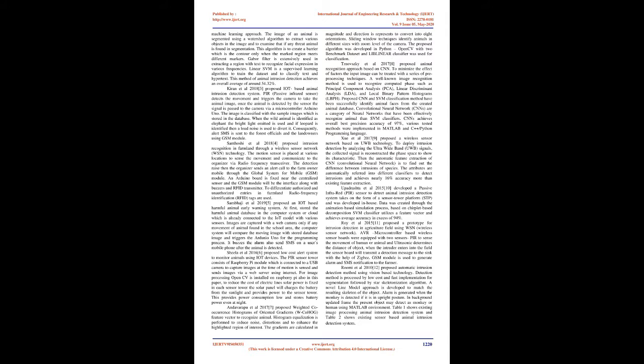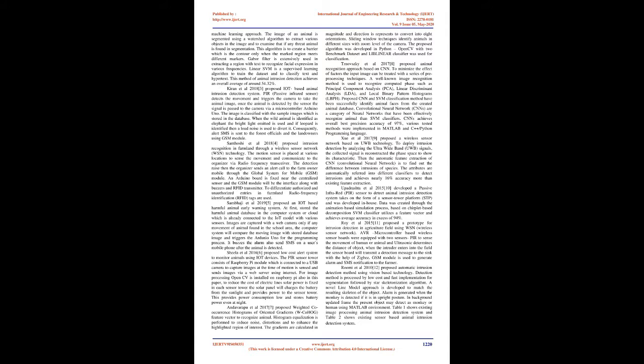Radhakrishnan et al. 2018-2 proposed an animal intrusion detection system based on image processing and machine learning approach. The image of an animal is segmented using a watershed algorithm to extract various objects in the image and to examine whether any threat animal is found in segmentation. This algorithm creates a barrier, which is the contour, only when the marked region meets different markers. Gabor filter is extensively used in extracting a region with text and to recognize facial expression in various frequencies. Linear SVM is a supervised learning algorithm to train the dataset and to classify text and hypertext. This method of animal intrusion detection achieves an overall average of around 54.32%.